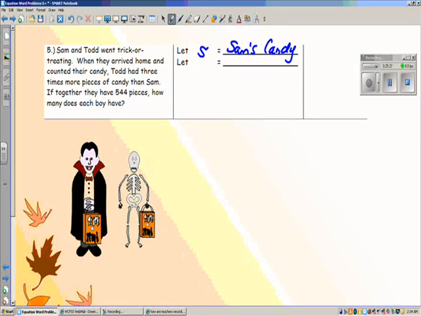Alright, we know that when they arrived home and counted their candy, Todd had 3 times more pieces of candy than Sam. So how do we represent how much candy Todd had? Write it down if you have an idea. Okay. Hopefully you said 3S. Todd has 3 times more pieces of candy than Sam. So you can take the amount Sam has and multiply that by 3.